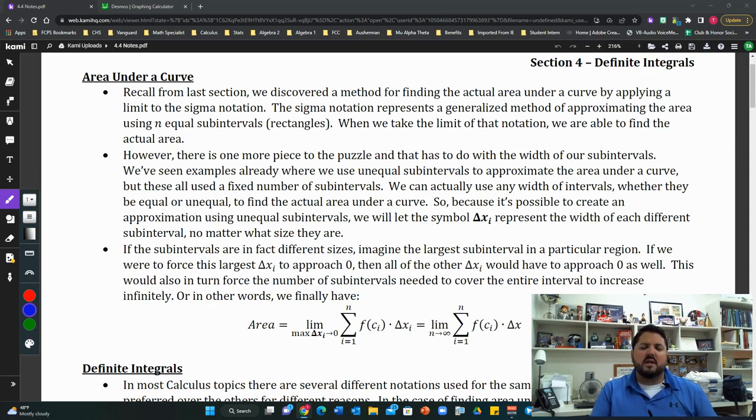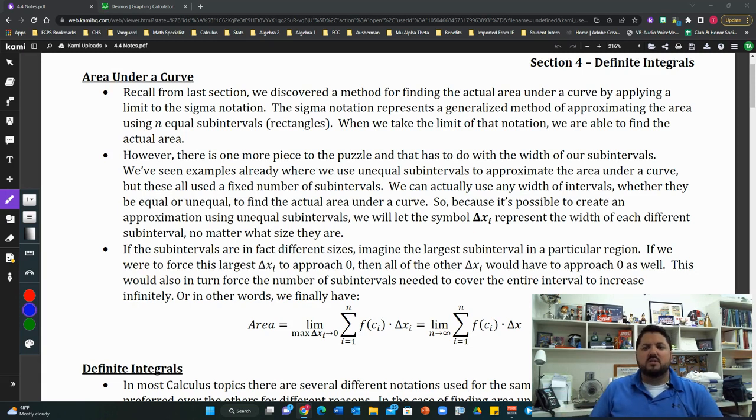So if you remember back to the second section where we were still doing the approximation models, not finding actual area, there were some problems. Typically, we see these when I give you a table of values and we don't have equally spaced values of x. But we can do it really in any situation, whether it's a function or a graph, but it is possible for us to approximate with unequal subintervals. Well, we can actually use any width of intervals, doesn't matter whether they're equal or unequal, to find the actual area under a curve.